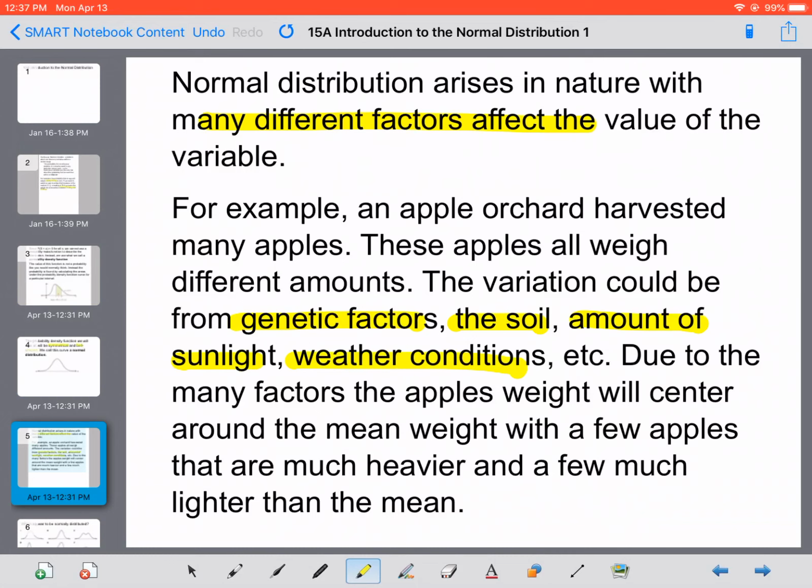And so you're going to have an average weight, but then you're going to have some apples that are heavier and some that are lighter. That's just the purpose of an average. You're finding what that middle ground is. So knowing the average is going to be important when we talk about normal distribution.